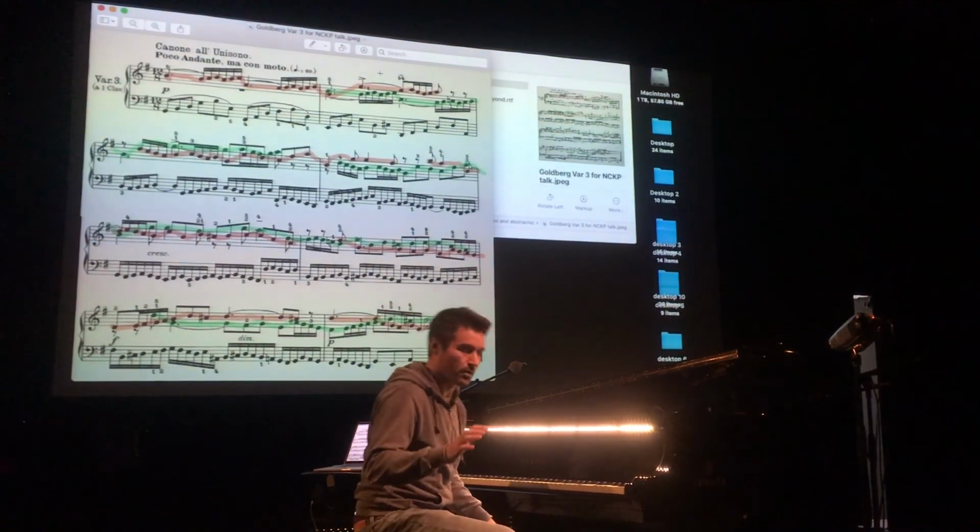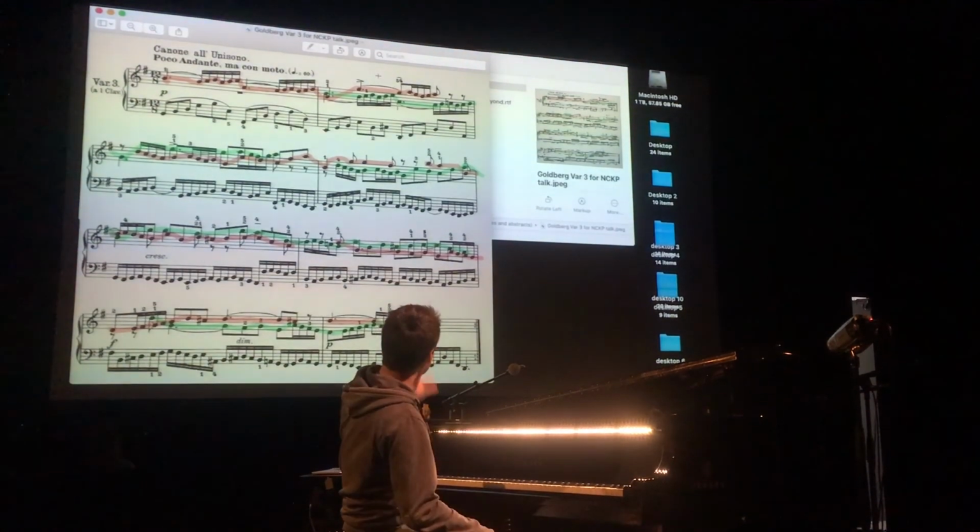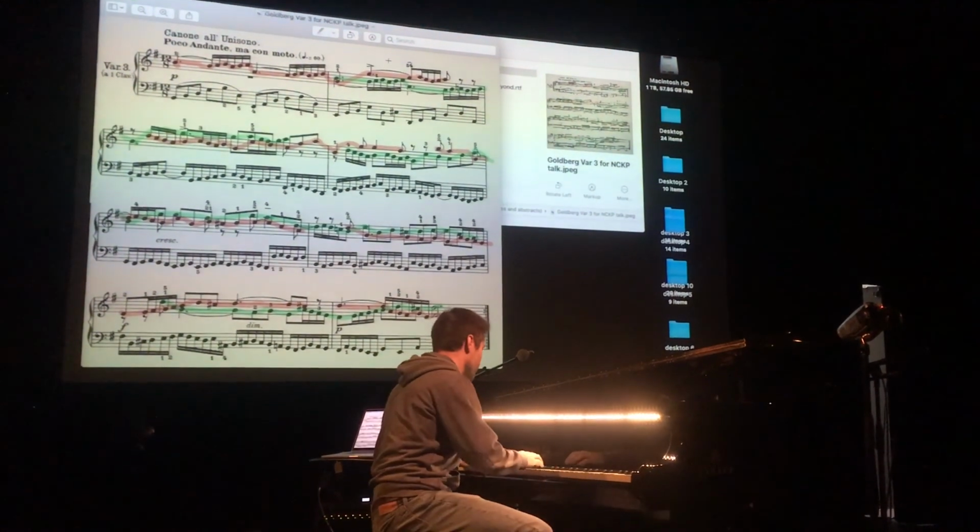That's just the first half of the harmonic structure. And that's what you're seeing here. So let me play this for you.